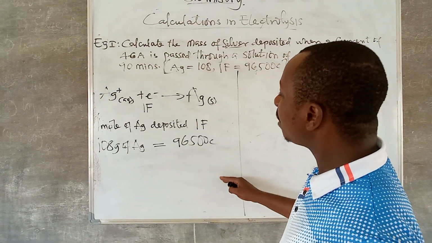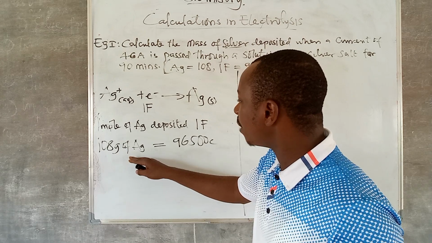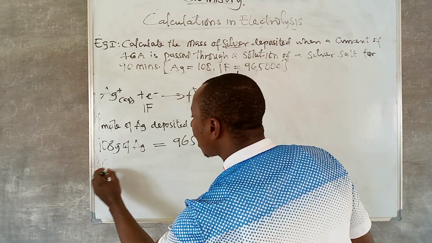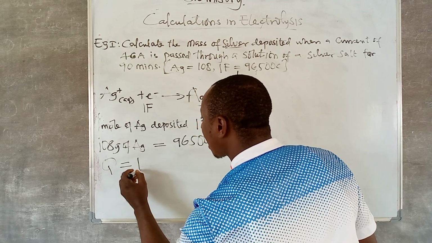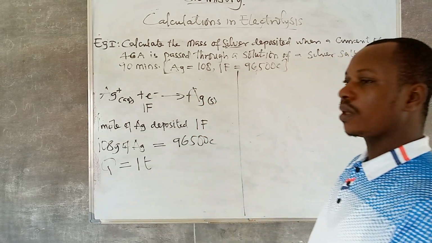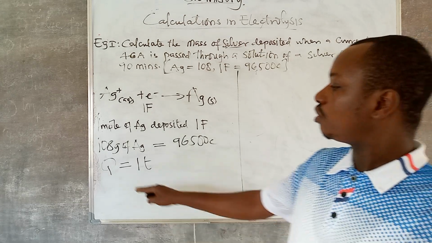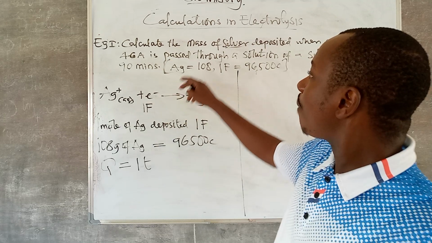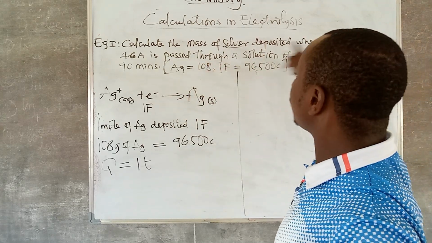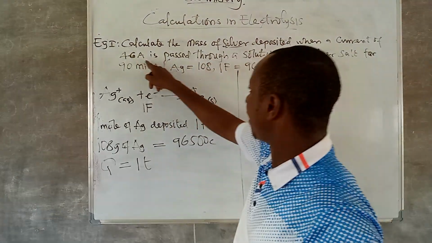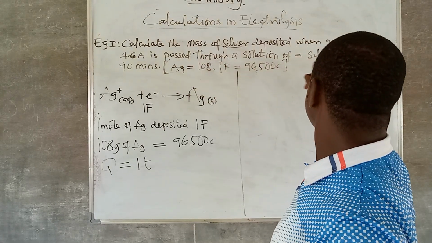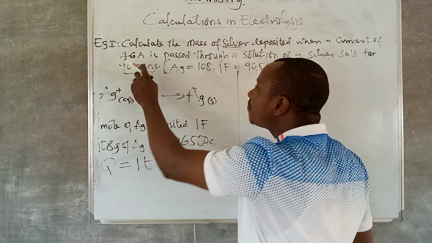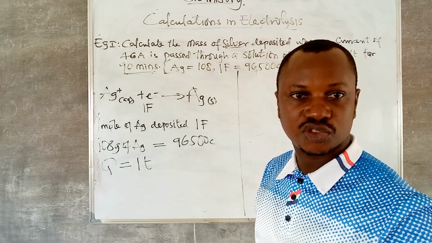So since 108 gram of silver represented this, now you know the formula that we gave: Q equals IT. That's the general formula. The quantity of electricity passed equals current times time. From the question, a current of 4.6 ampere is passed through a solution of a silver salt for 90 minutes. Don't forget what I told you, that everything here must be converted to seconds.